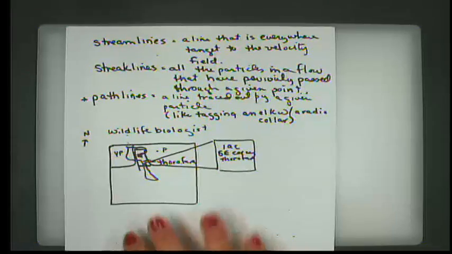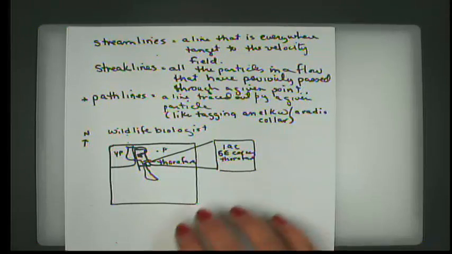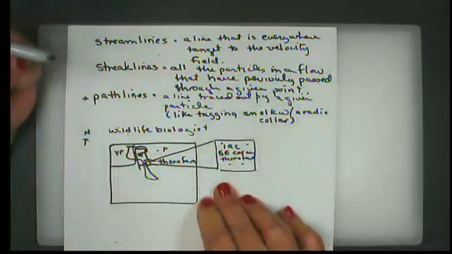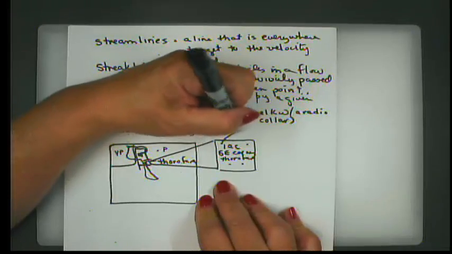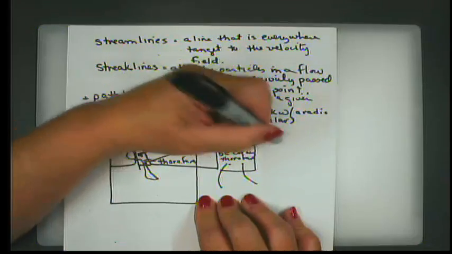Okay, and we look at all of the elk that pass through that point. So we look at all of the particles, all of the elk that have previously passed through a given point. So instead of tagging one elk, we take a look at all of the elk that have happened to go through this particular point, and we watch what they do over the course of the year.